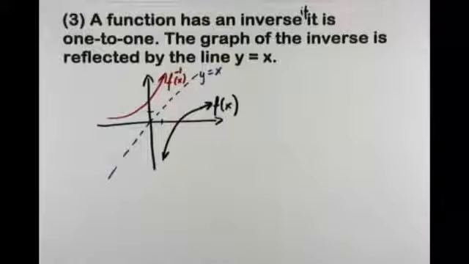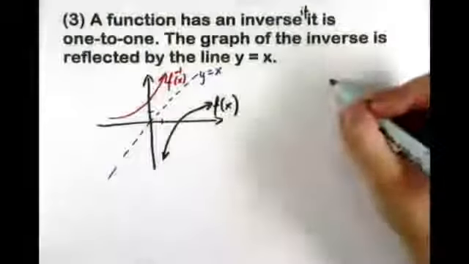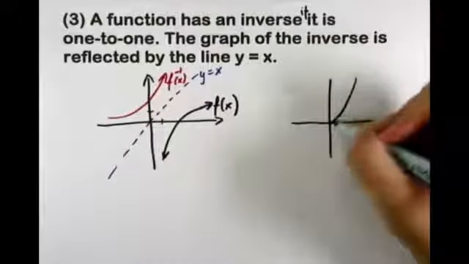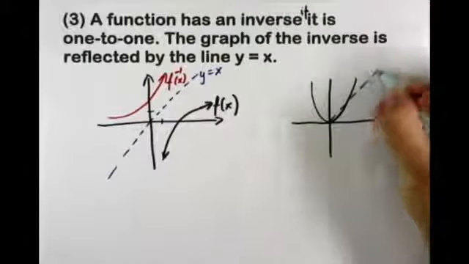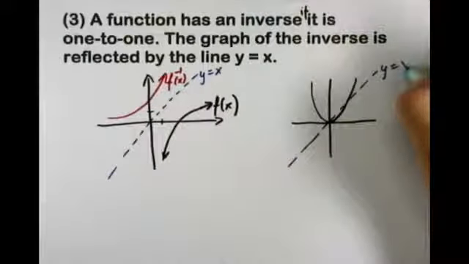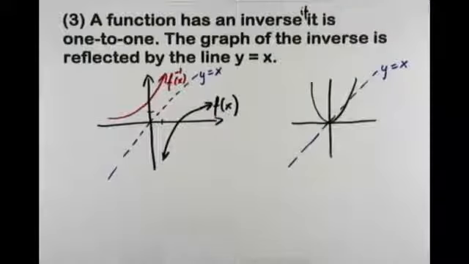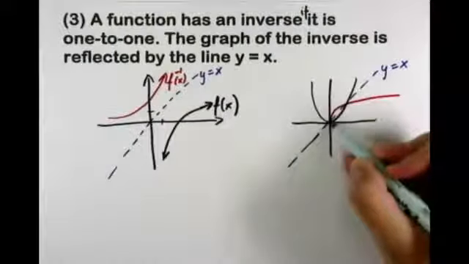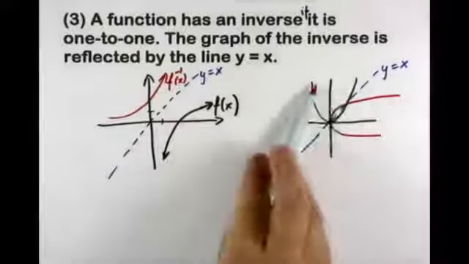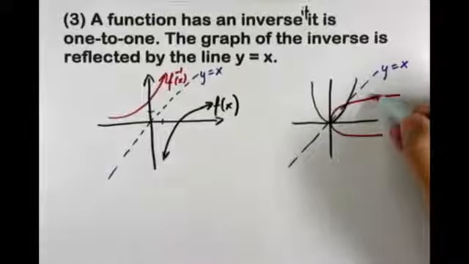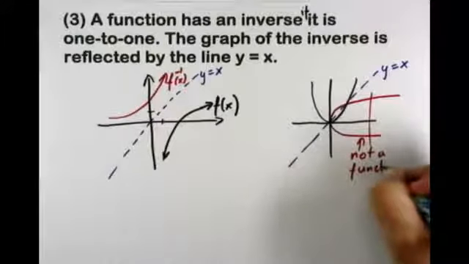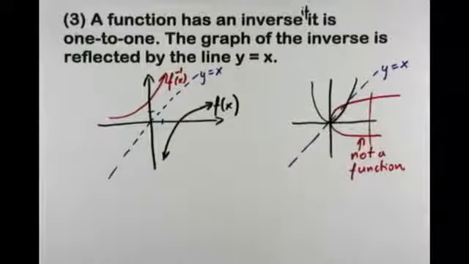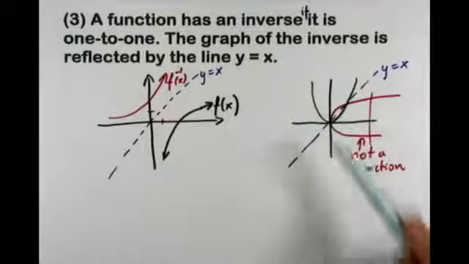For example, if I have a parabola, this function is not one-to-one. And now I would like to draw the reflection by the line y equals x. If I draw the reflection, it's basically switching x with y. That's the reflection. We can see the function is reflected. So this graph is not a function because it does not pass the vertical line test. Some relation, but not a function. So that's why the graph needs to be one-to-one.